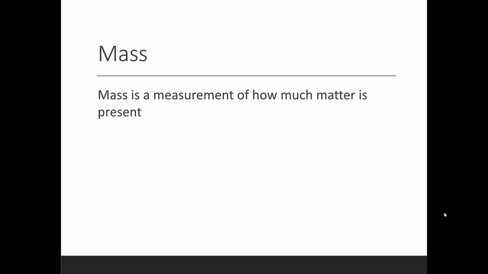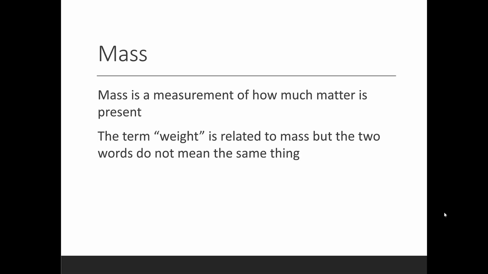Moving on to mass. Mass is a measurement of how much matter is present in an object. So matter is the amount of "stuff," I say that in quotes. So matter is the amount of atoms, particles, etc. that are in an object. So if something takes up space or it is made of particles, it has mass.